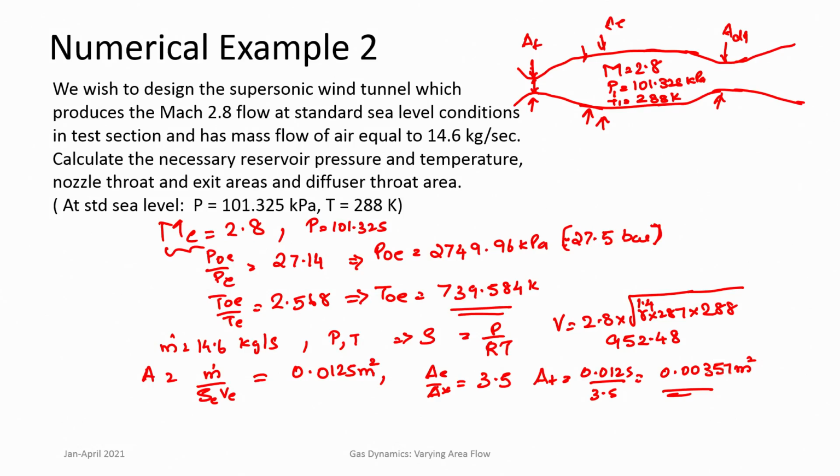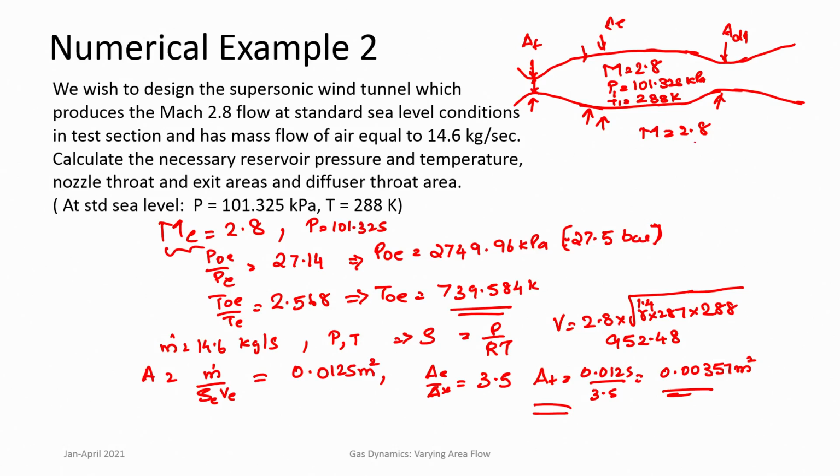Now, the next point here is we have to find what is the minimum area at the diffuser. This should be such a way that the wind tunnel will start, it cannot be the same as the nozzle throat area. So, that is the highlight here. Mach number is 2.8. The way it is designed is there is a normal shock standing at the test section.